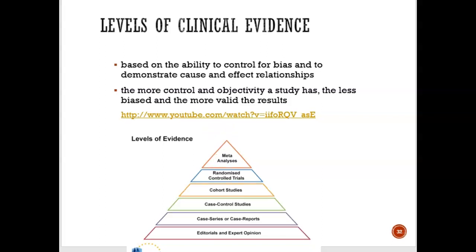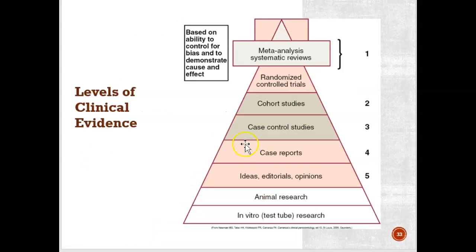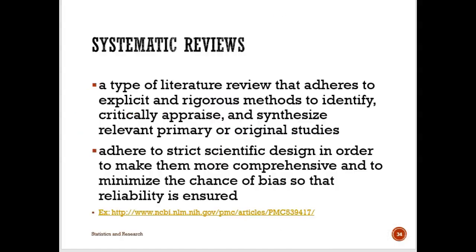So here's a better example of a pyramid. And so we love reading a systematic review. And the last one in the pyramid is the test tube or in vitro research, which we don't love so much. And I'm going to go over all these different types of clinical evidence. So the first one, if we look at the highest peak, it's the systematic review.